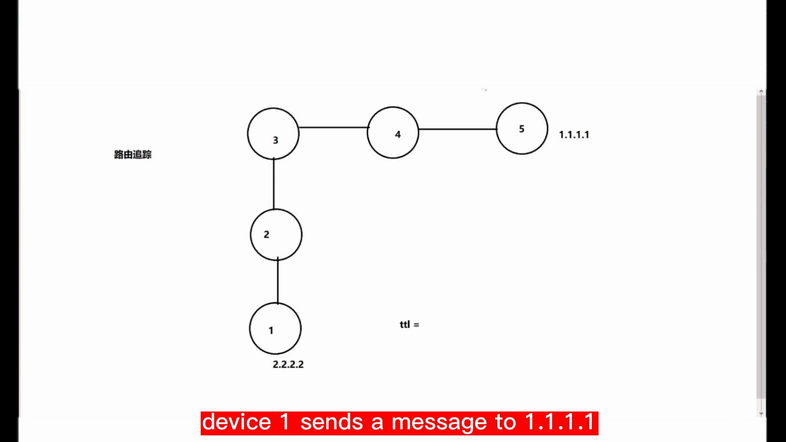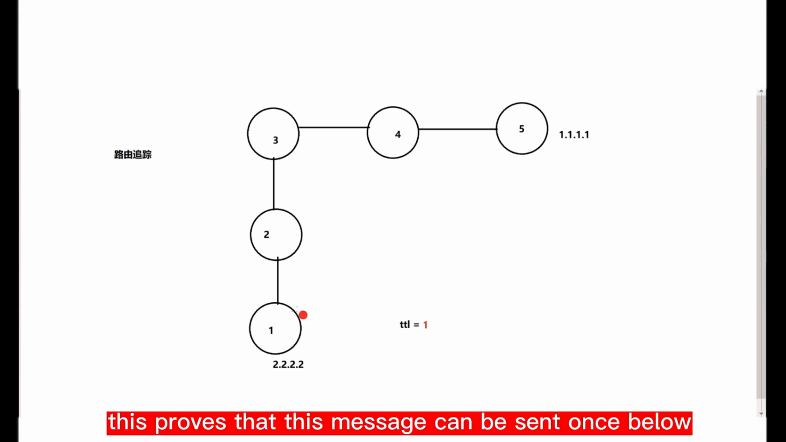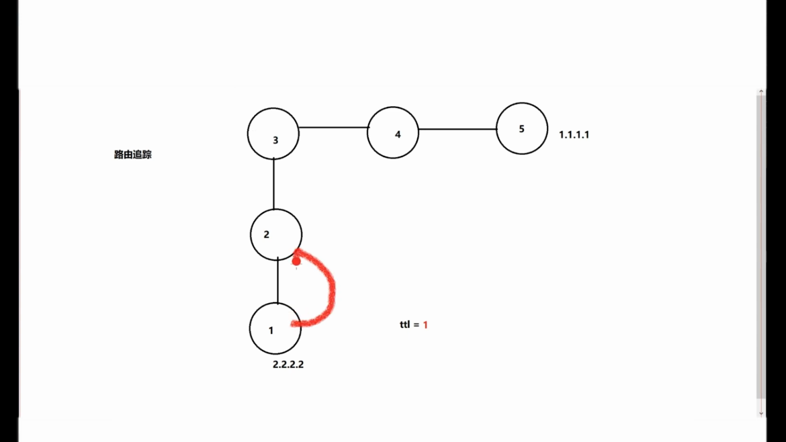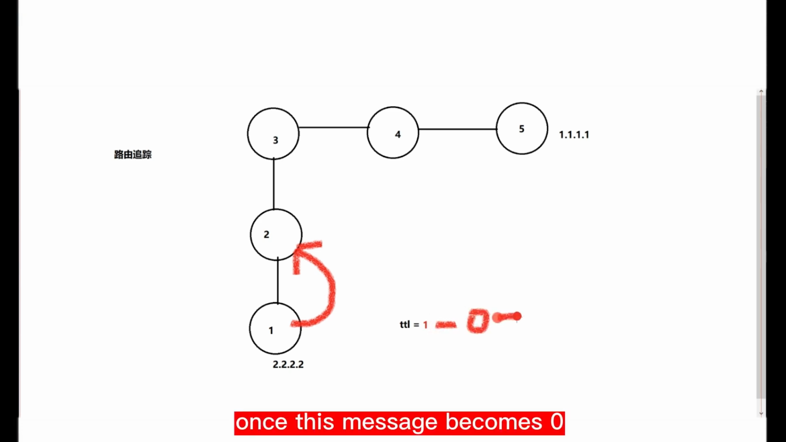Device 1 sends a message to 1.1.1.1, that is, from 2.2.2.2 to 1.1.1.1. First a message is sent. In this message, TTL is equal to 1. This proves that this message can be sent down once. Now after device 2 receives the message, it locally subtracts 1 from this value and it becomes 0. Once this message becomes 0, it can no longer be sent down. It is equivalent to the termination of this message at device 2. It can't send it down anymore.